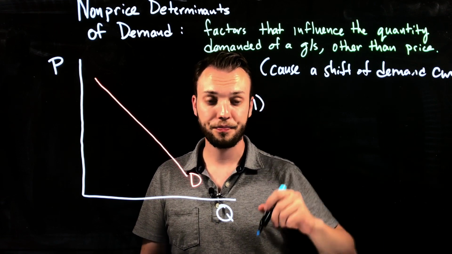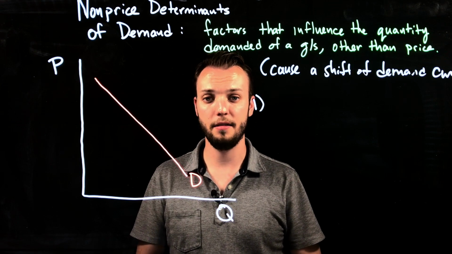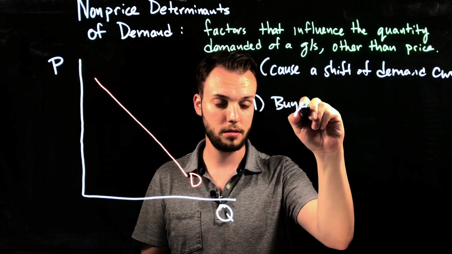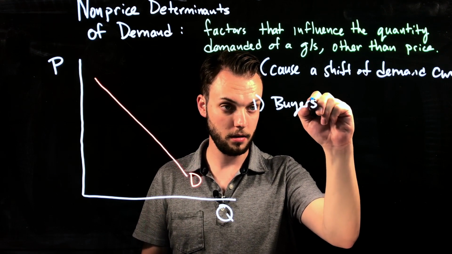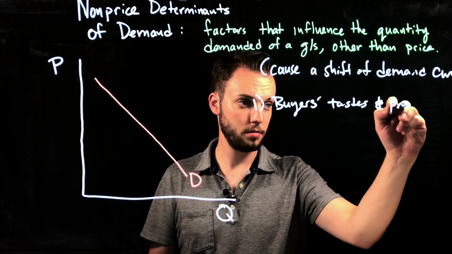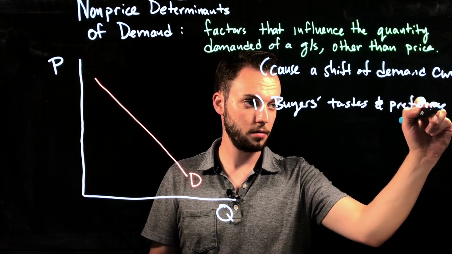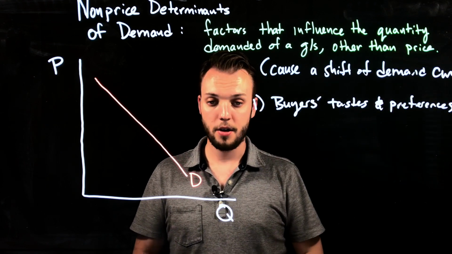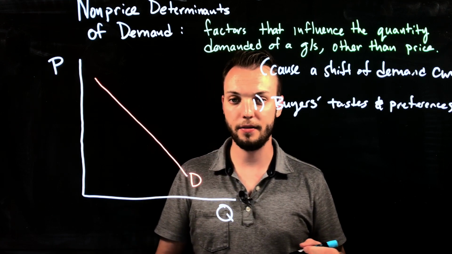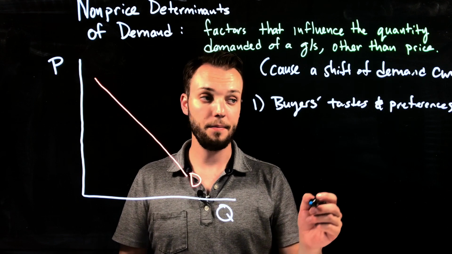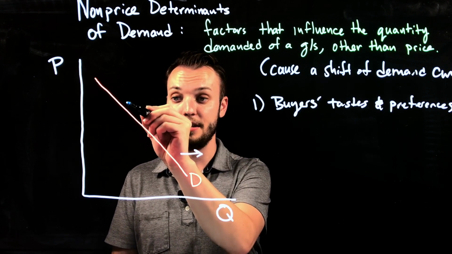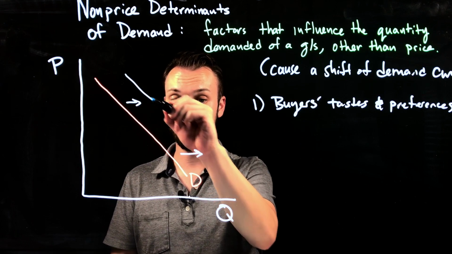So to start, you could have some change in buyers' tastes and preferences. Okay. So this could be due to some fad or some increase in popularity of a good or service. This is something that would cause, for instance, an increase in the demand or a shift to the right.